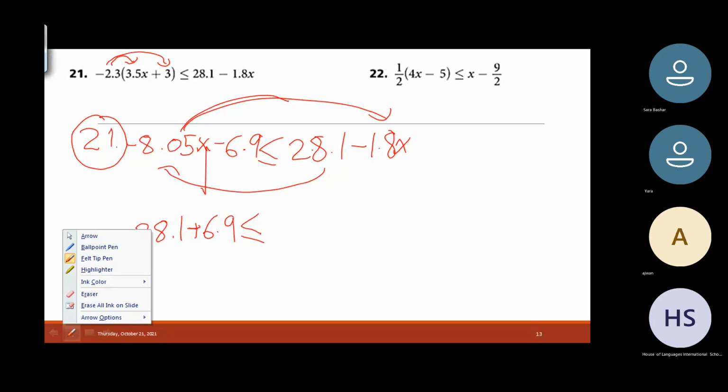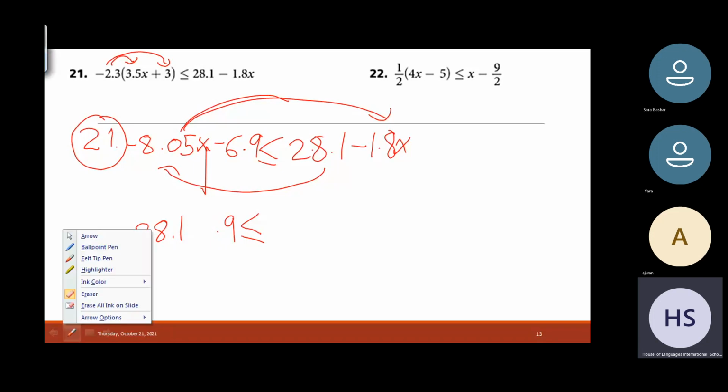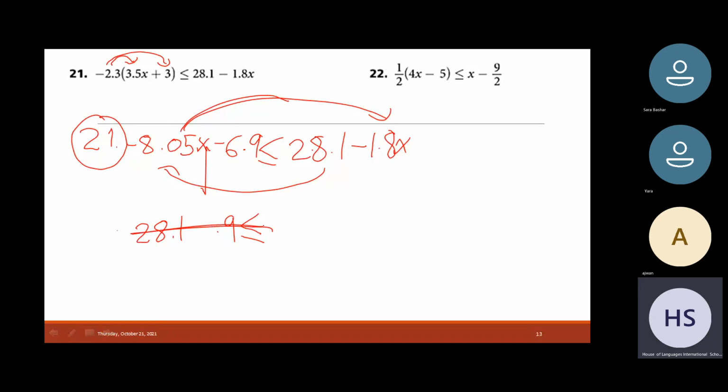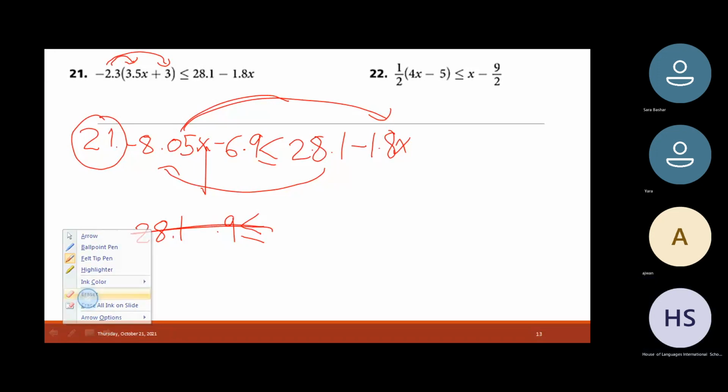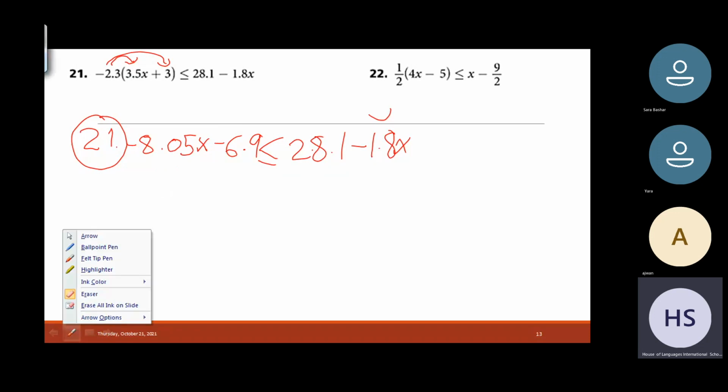Teacher, Nada, she said that I wanted to keep negative 6.9. Just a minute. Teacher, please don't bring decimals in the test. Now, please don't bring decimals.